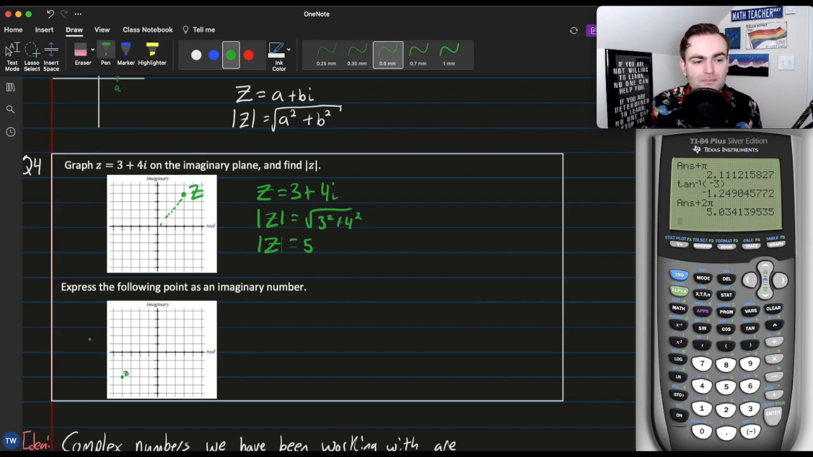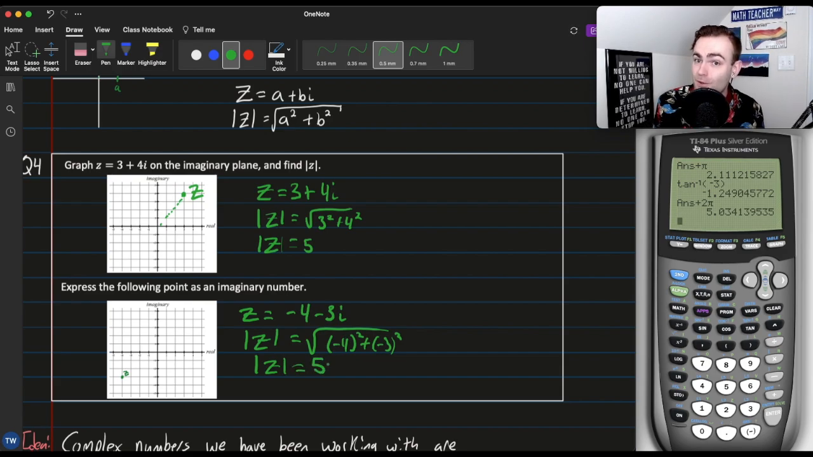Not bad. How do we express points as imaginary numbers, or complex numbers, really? We take the real component, so 1, 2, 3, 4 to the left would be a -4, so z is equal to, and then we take the imaginary component, which is 1, 2, 3 down, so minus 3i, all fine and dandy. If I want to find the absolute value of this one, we would do the same kind of thing. So we would have -4 squared plus -3 squared. And if you notice, we're using the same numbers and we're squaring them. So the absolute value of this imaginary number is also 5. Very cool.